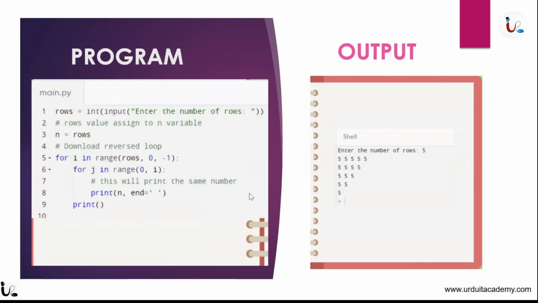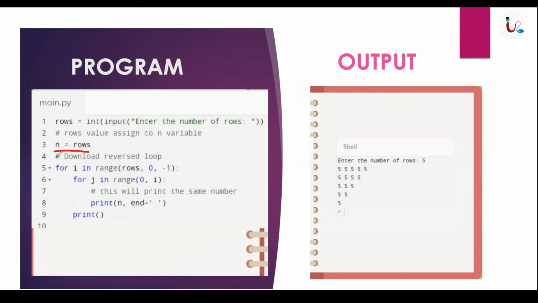Now the next question, you can see, this is a reverse pattern. In the case of the reverse pattern also, I'm asking the user to enter the number of rows. Now n is equal to rows. The rows I'm just storing inside the variable n. So now for i in range rows.